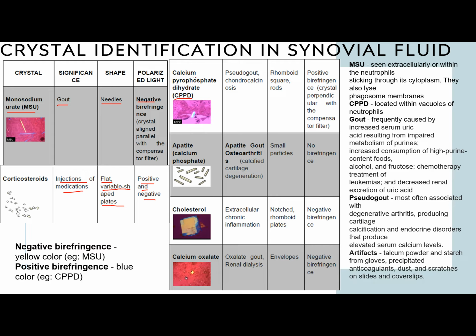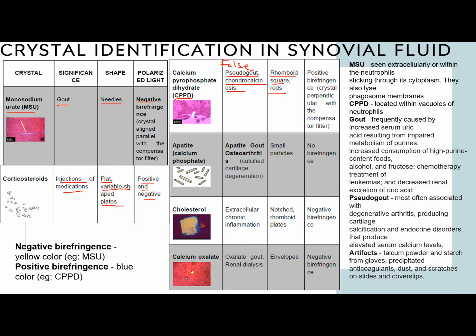Then we have your calcium pyrophosphate dihydrate. The significance of this, class, is that it is seen in pseudogout and chondrocalcinosis. The reason why I want you to remember these two is because MSU is the one found in true gout. The real gout, class. But CPPD is seen in pseudogout and chondrocalcinosis. When you say pseudo, it means false. It is not really gout. CPPD, or your calcium pyrophosphate dihydrate, would appear as rhomboid squares or rods.